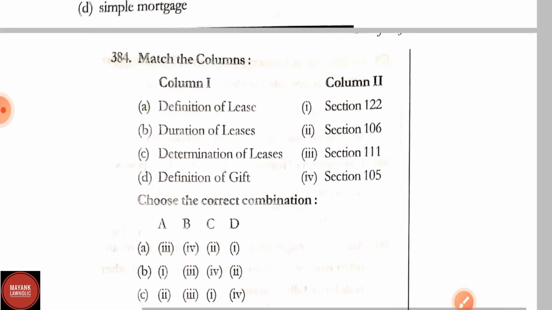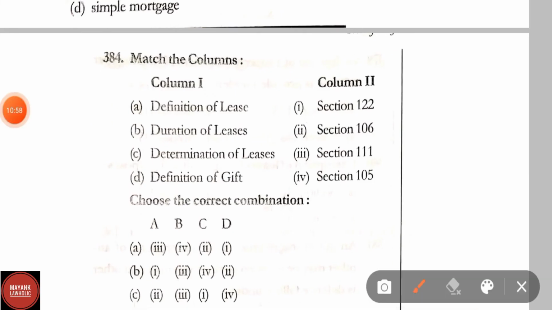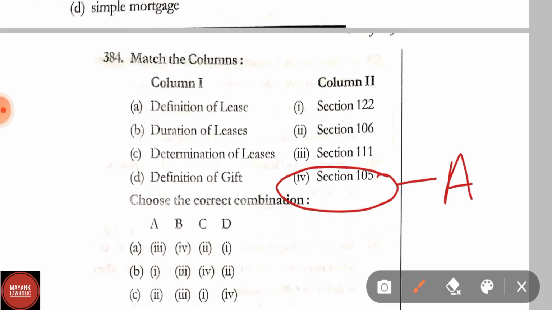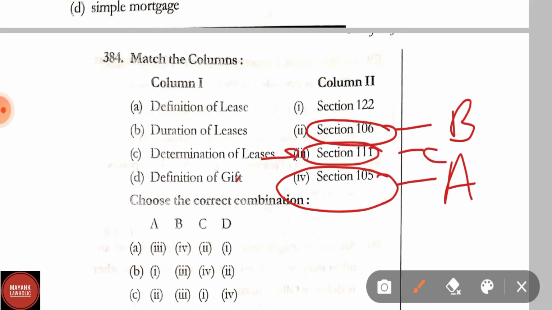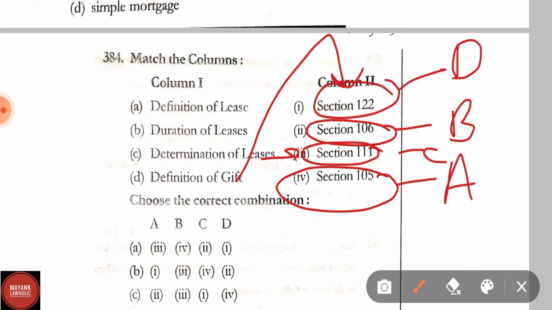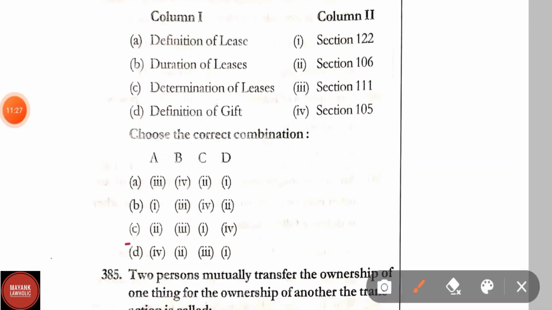Question number 384. Column 1 and column 2 we have to match. Definition of lease is provided in Section 105. Duration of lease is provided in Section 106. Determination of leases is provided in Section 111. And definition of gift is provided under Section 122. So by going through these matches, the correct combination will be option D.